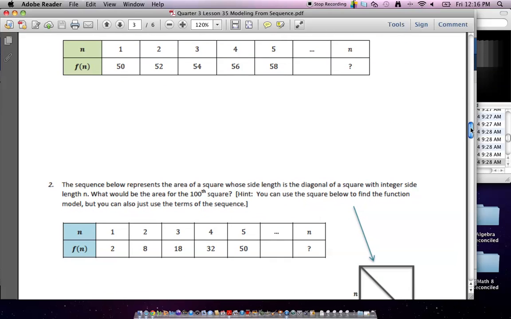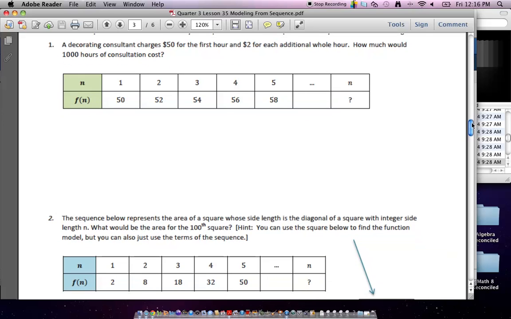All right, take a look. What kind of sequence is this, guys? Arithmetic. Now, here's the question. I love when they ask this kind of question. How much would 1,000 hours cost? The problem with this is, do you really want to write this out to 1,000 of them? So let's do what we just talked about with the n minus 1 principle. F of n equals 50 plus 2 times n minus 1. And again, I have to do n minus 1 because we're not counting the first term.